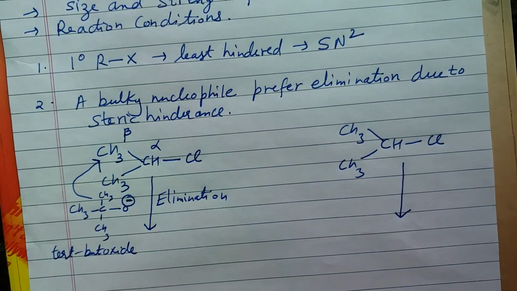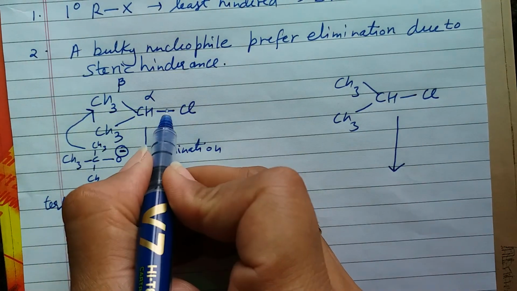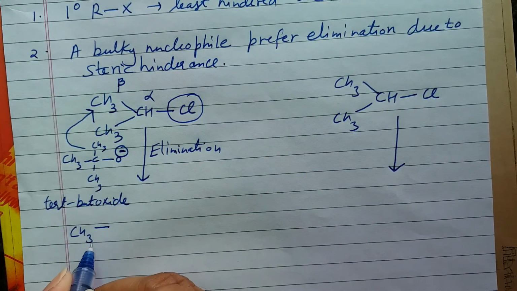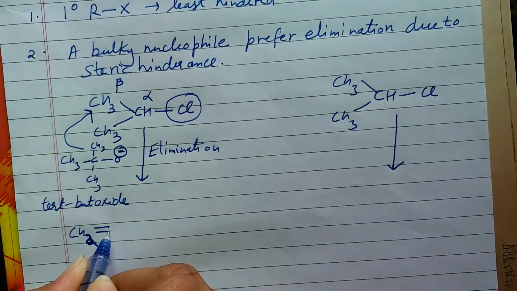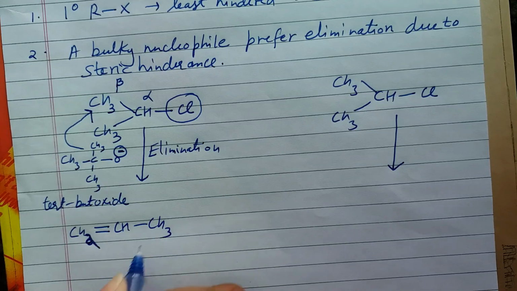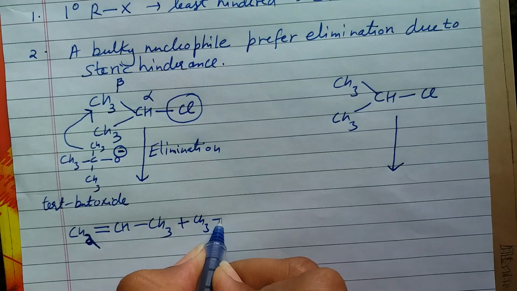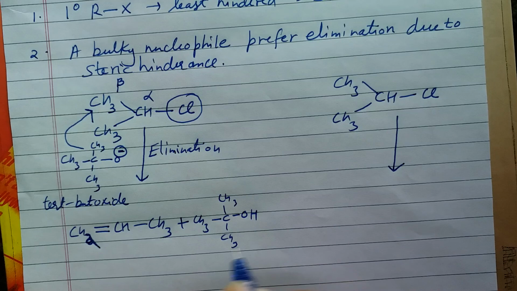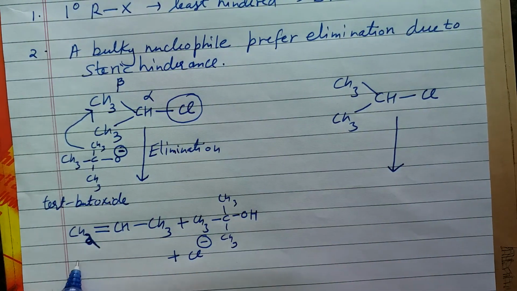So the hydrogen is eliminated from the beta position, and now the alpha-beta will get a double bond. Cl will leave from the alpha position. So the compound you will get is CH2 double bond CH3, with one hydrogen removed from here. So you will get an alkene plus the nucleophile. The butoxide ion takes up a hydrogen atom forming this, plus you will have the Cl minus ion as the leaving group. So the main thing is that elimination took place, forming alkenes.